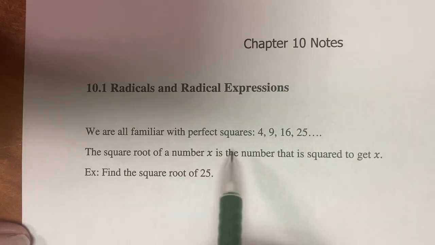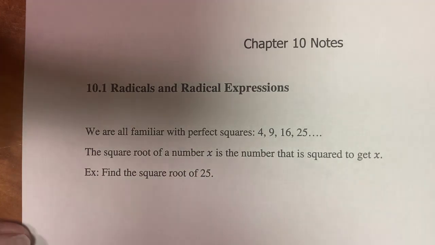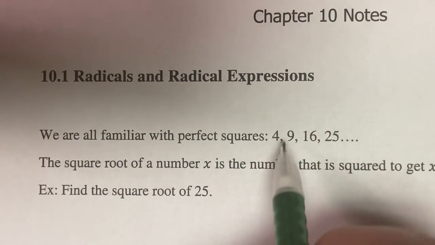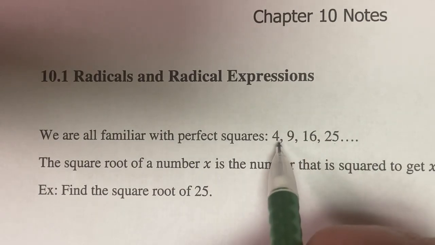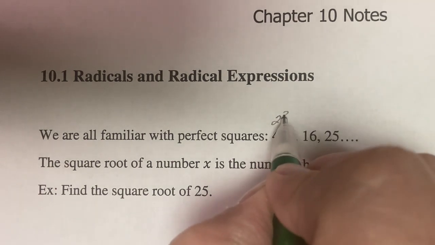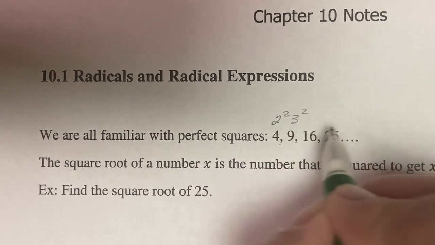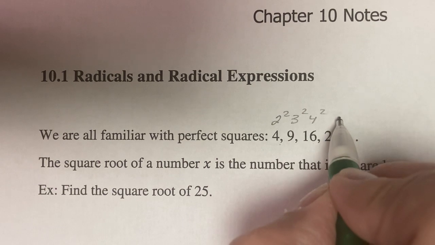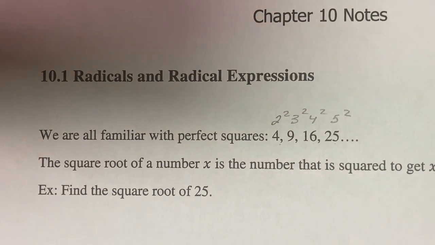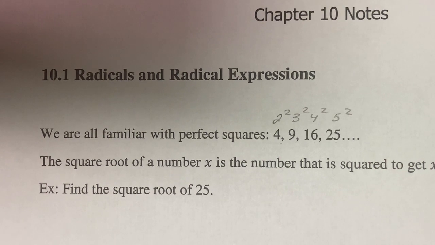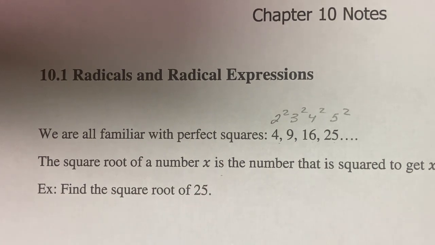Everybody's familiar with the numbers that we consider perfect squares. For example, 4, 9, 16, 25, those are perfect squares. 4 is 2 squared, 3 squared is 9, 4 squared is 16, and then of course 5 squared is 25, and so on. When we take the square root of a number x, the square root is going to be the number that is squared to get x.